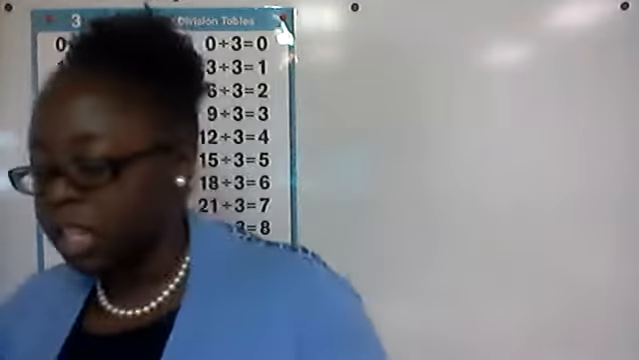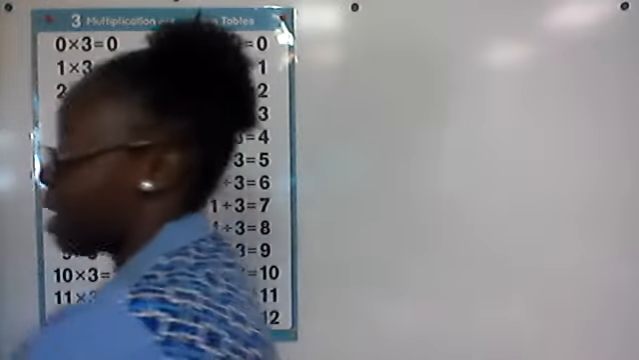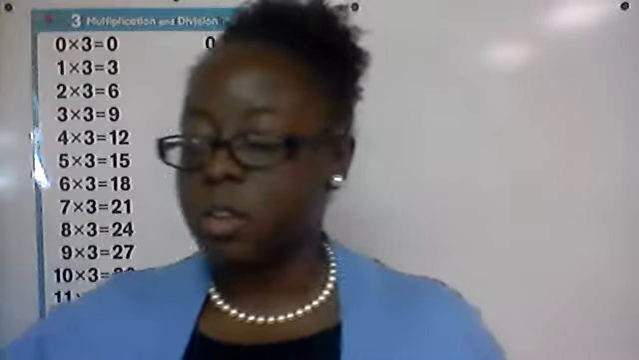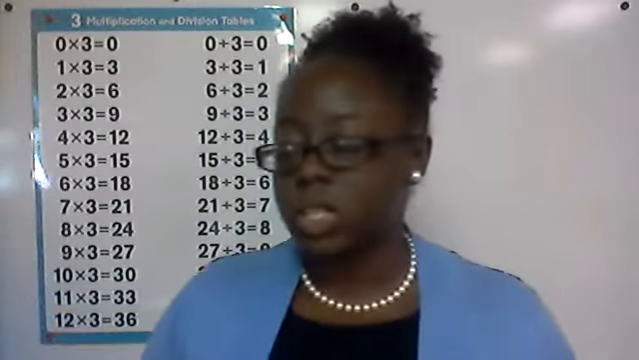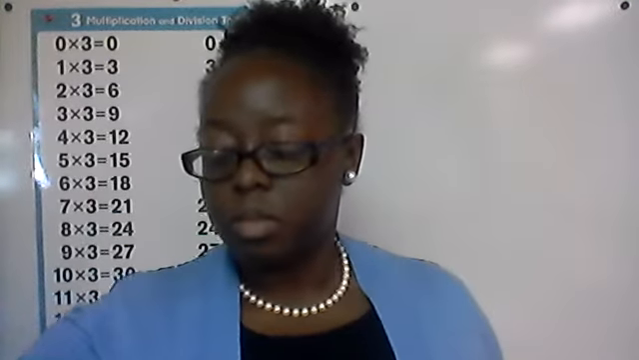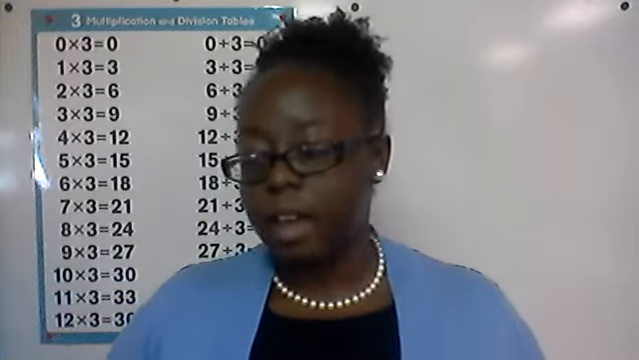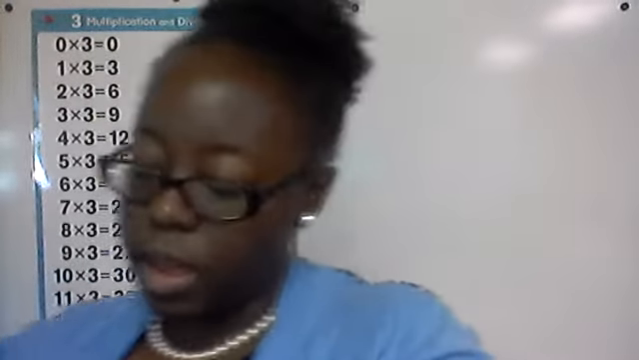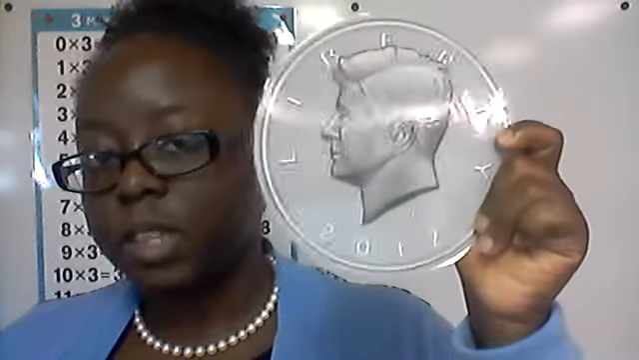Great job. So today we're going to be working with money. And you have learned so far that when counting change, you start with the largest piece of money first when giving change. Like if I were giving change for 50 cents, if I have a half dollar, like I do here, I would just give this for 50 cents.